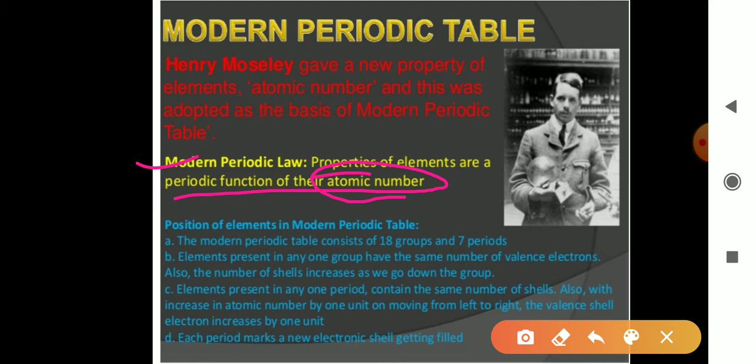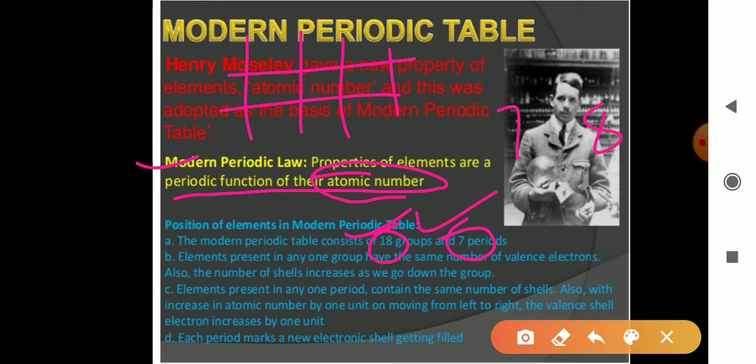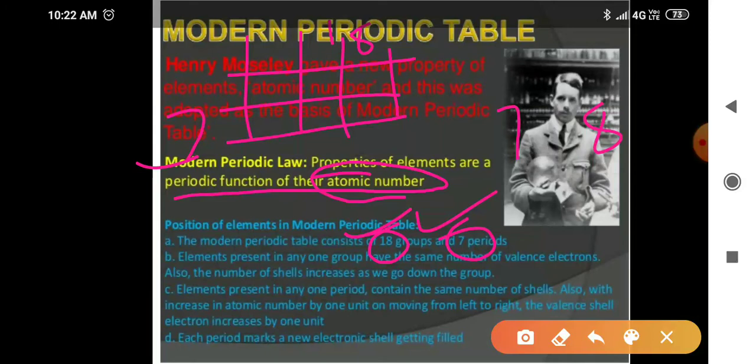Then the position of elements in the modern periodic table. The modern periodic table consists of 18 groups and 7 periods. There were 7 periods in Mendeleev's periodic table also, but the groups, the vertical columns, were 8 in Mendeleev's, and here in the modern periodic table the groups are 18 and periods are 7. Groups are vertical columns and periods are horizontal rows. So horizontal rows are 7, vertical columns are 18 in the modern periodic table.